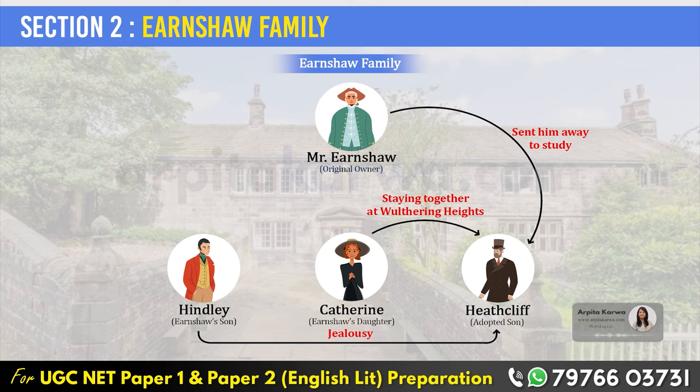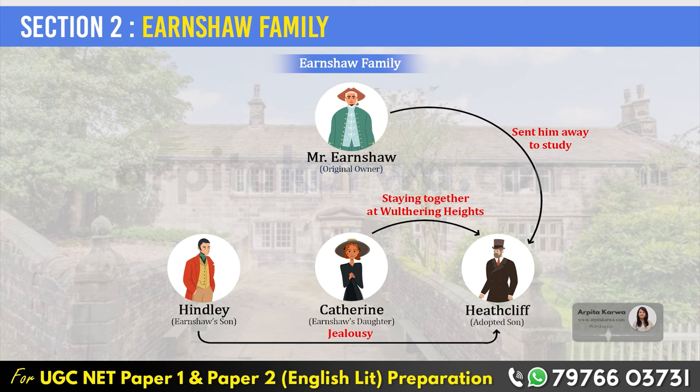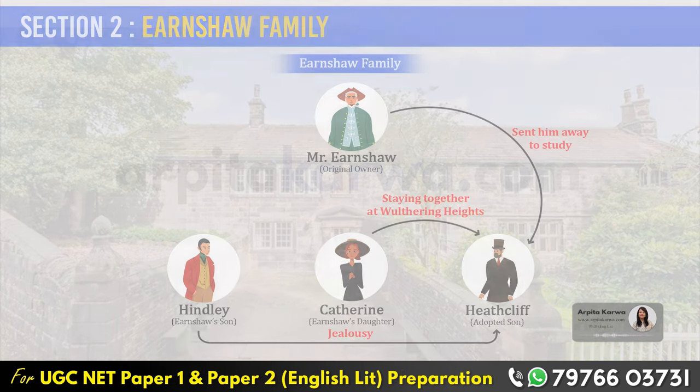We have spoken about one family, that is Earnshaw family, jisme husband, wife, and there were two children, a boy and a girl, and an adopted son, who is Mr. Heathcliff, jo abhi hamara present owner hai, Thrushcross Grange ka. I hope I'm making sense.